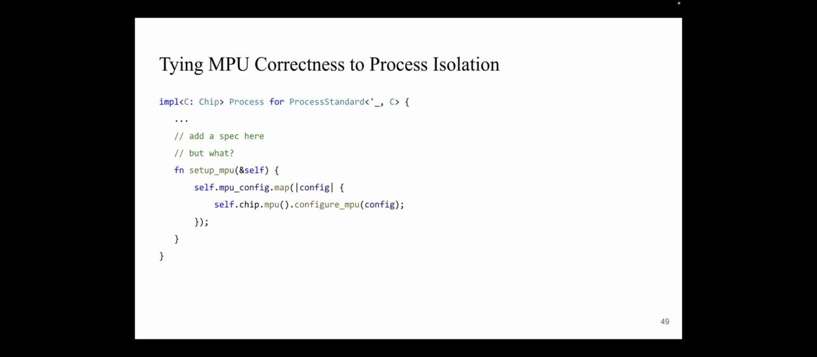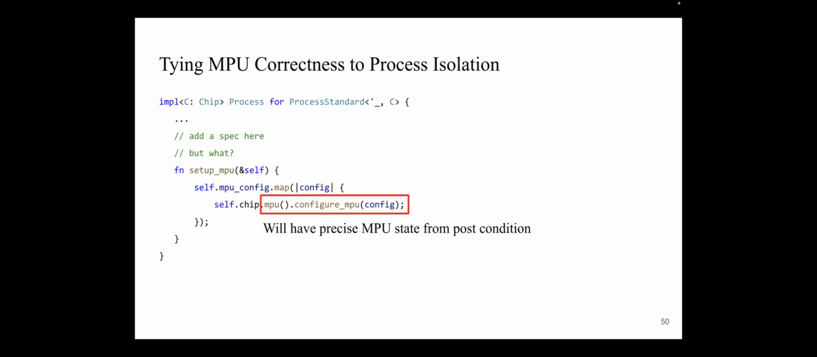All right. Now I told you before that at some point the kernel decides to set up the NPU for a process, and so of course there's going to be a method somewhere to do that. And here is that method. It's called setup NPU, and basically all it does is use the current NPU configuration for a process to configure the NPU.